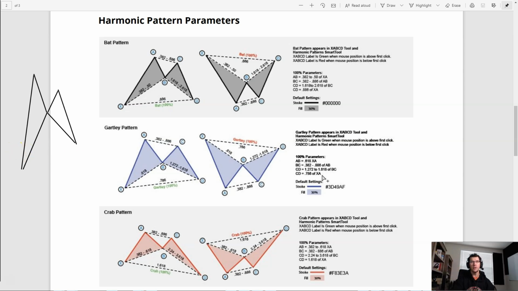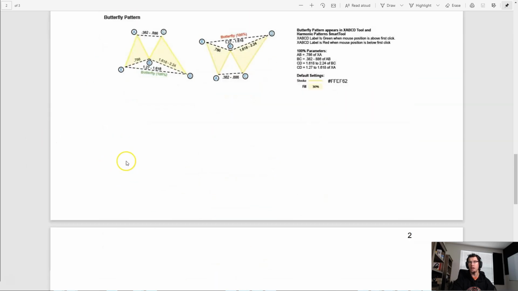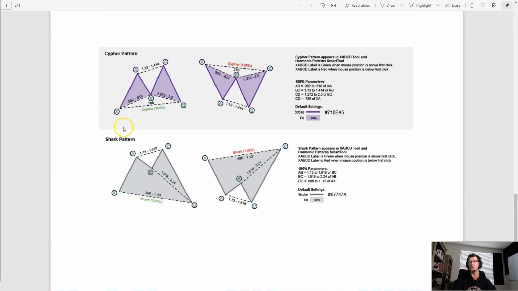These are all the parameters. These are all the measurements. So you've got the bat, the Gartley, the crab pattern, the butterfly pattern. You have the cipher pattern, the shark pattern. Software finds them. As long as I see that we have our high to low or our low to high, and we have pivots in there, we have overbought, oversold conditions in there, and we have divergence in there, I am definitely looking for trades.